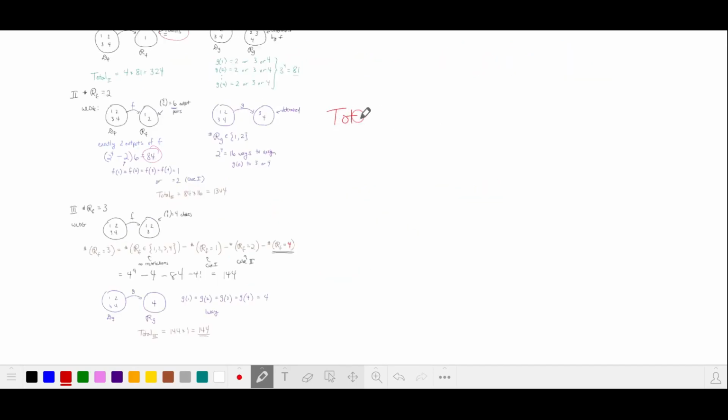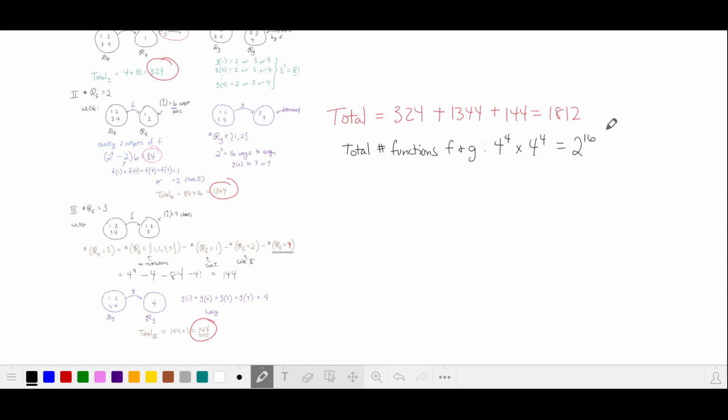Now we can find the total for all 3 cases: 324, 1344, and 144. This is 1812. Since we're finding the probability, we'll find the total number of functions, f and g. Our 4 inputs can result in 4 outputs for f and for g. This is 2 to the 16th power. Since 1812 is our numerator, let's factor out the 2's. So our probability is 453 over 2 to the 14th. The problem asks for the numerator, so our answer is 453.